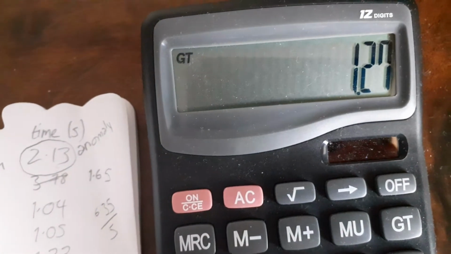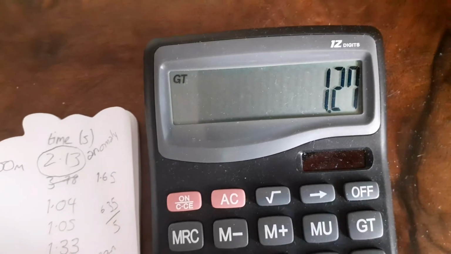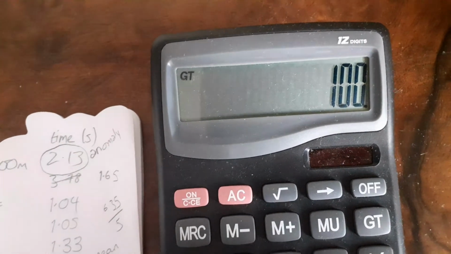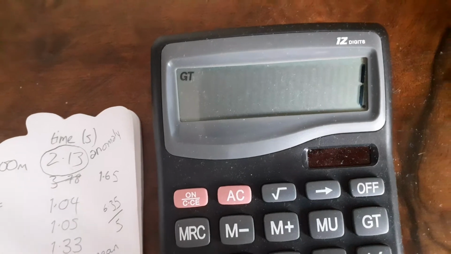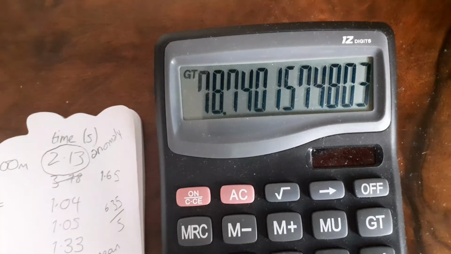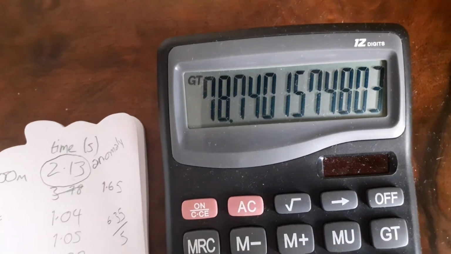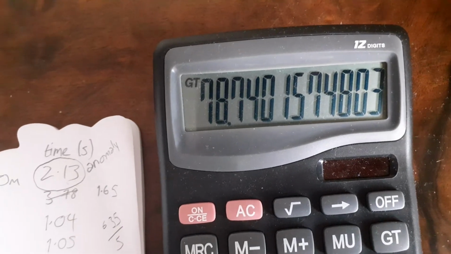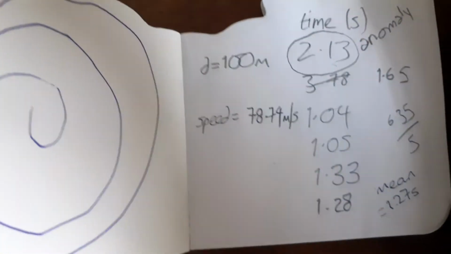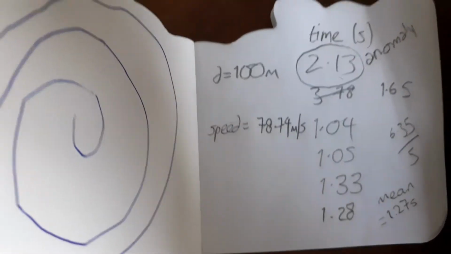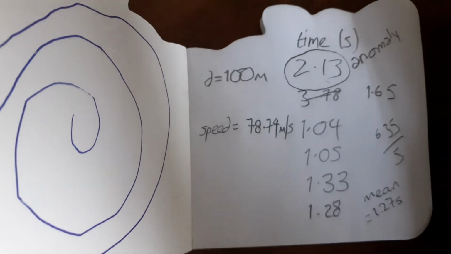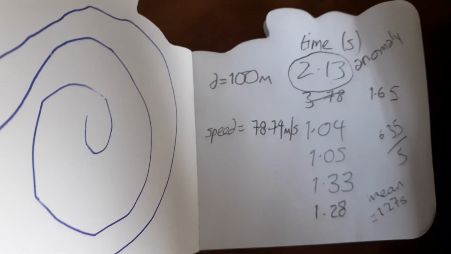We've got 1.27 seconds, but we need to do 100 meters divided by 1.27 seconds. And we get 78.74 meters per second. So let's pop that down. 78.74 meters per second. So I think that's what the speed of sound is. But is that the speed of sound? Well, no.